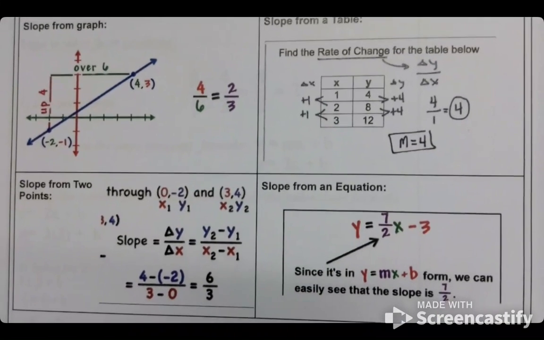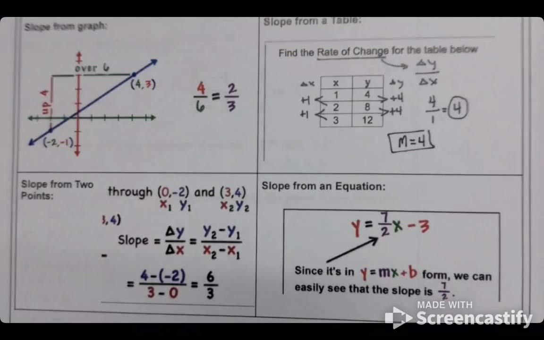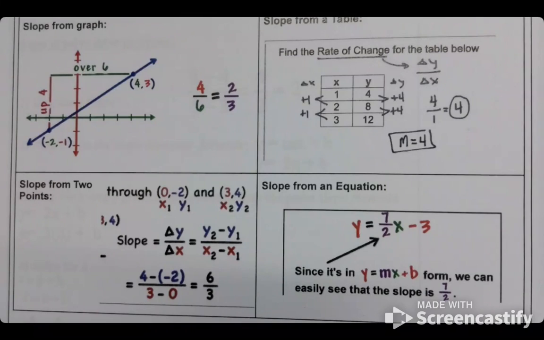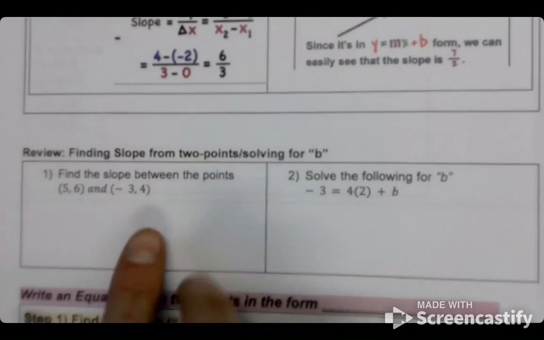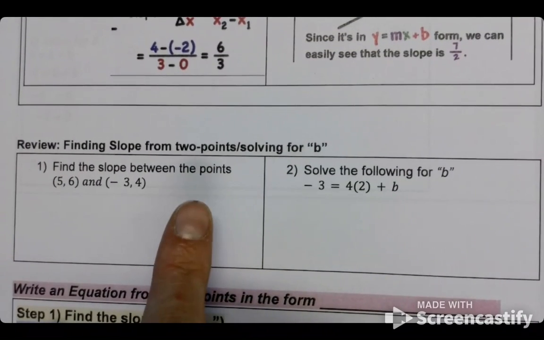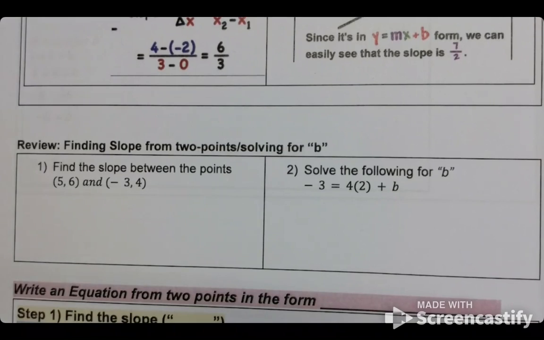Alrighty, so just a reminder, this is the same review from last time, right? How you find slope from a graph, a table, 2 points, etc. So what I want to do, right, it says slope from 2 points. So I want to remind you, and I want you to try to find the slope from those 2 points. So try to follow that example up there and see how you do.